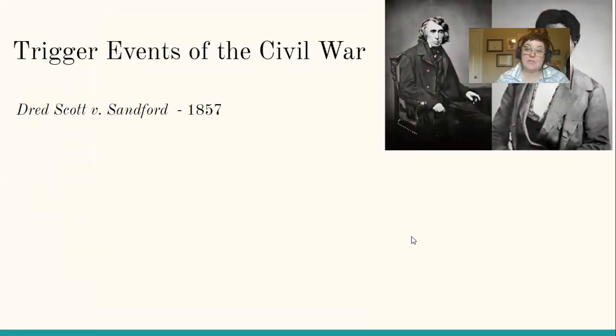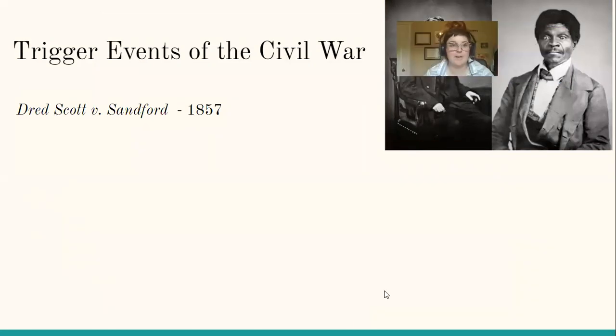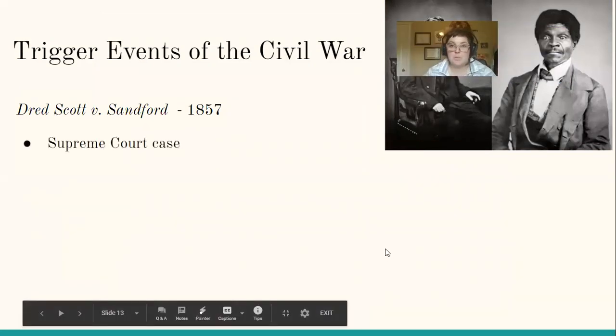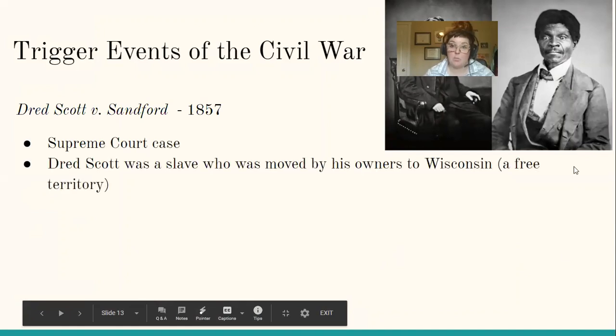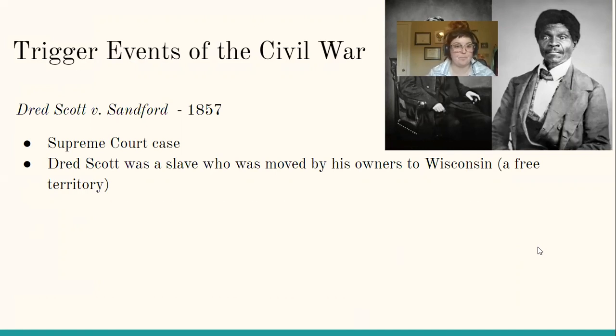Then we have the Supreme Court case argued in 1857 called Dred Scott v. Sanford. And I'll move my little screen here so you can see that's Dred Scott there. This was a Supreme Court case. Dred Scott was a slave who was moved by his owners from a slave state to Wisconsin, which was a free territory at the time.